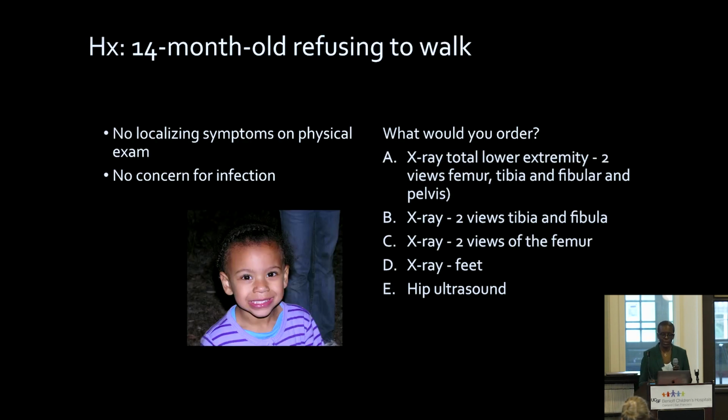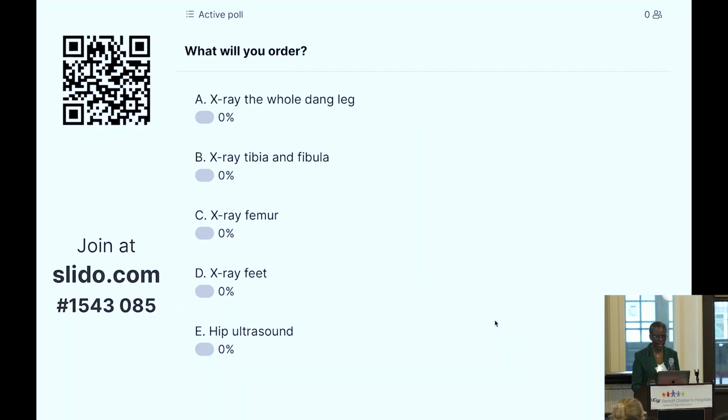Okay, so here is a 14-month-old who's refusing to walk. She has no localizing symptoms and no concern for infection. What would you order? We're going to have a little poll after this. Would you order an x-ray of the total lower extremity, 2 views of the femur, tibia, fibula, and pelvis? Or an x-ray, 2 views of the tibia and fibula, or an x-ray, 2 views of the femur, or an x-ray of the feet, or a hip ultrasound? I'm going to have you answer that on the next slide.